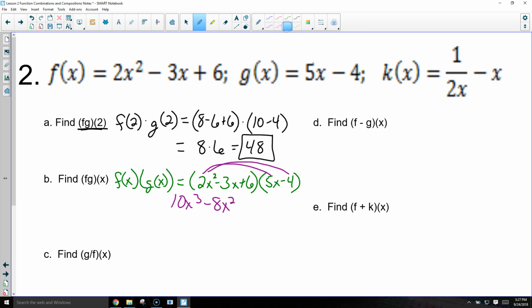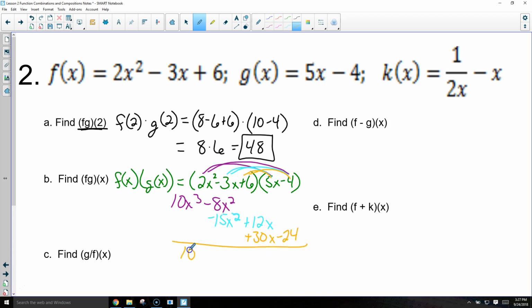Now I'm going to distribute the negative 3x. Negative 3x times 5x is negative 15x squared. Negative 3x times negative 4 is plus 12x. I just write it this way just so we line up our like terms. Now we distribute the 6. I get positive 30x and minus 24.